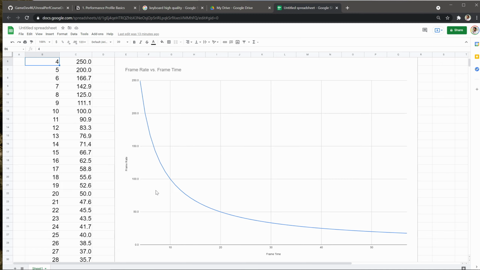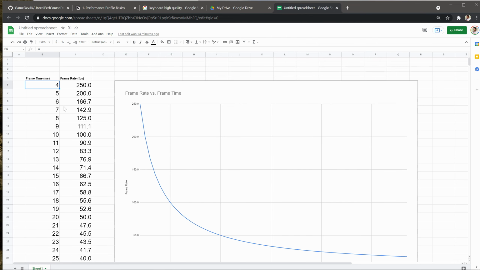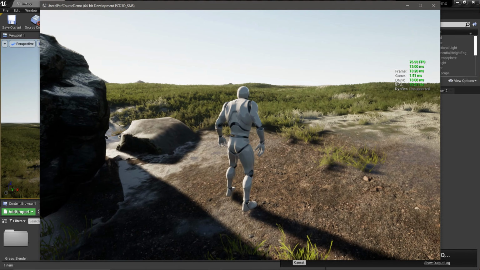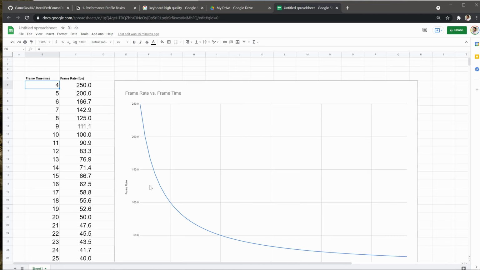It goes the other way as well. Let's say you are running at 150 frames per second. If you add around 2 milliseconds of frame time, it will drop the frame rate dramatically. So it's really important to look at these two numbers, frame rate and frame time. I know it could be confusing. Just have a look at this graph for a moment and try to understand what I was saying.